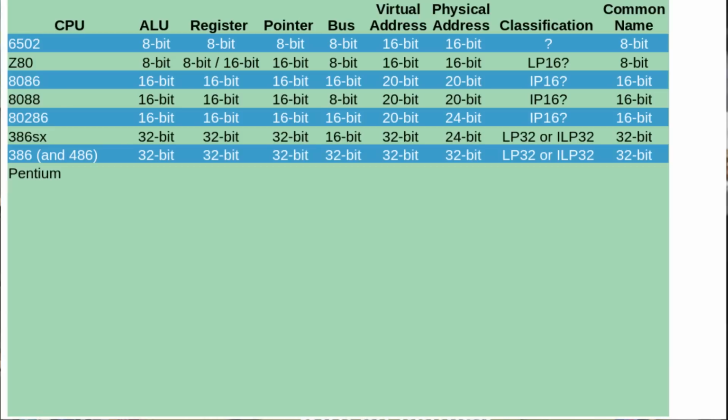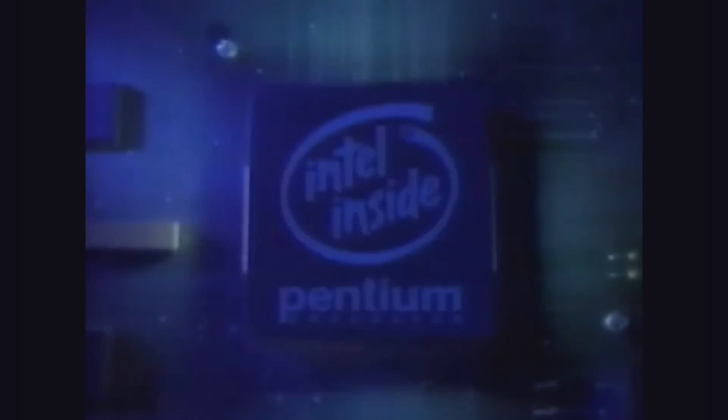For sure, 32-bit CPU. Now the Pentium also has a 32-bit ALU, 32-bit registers, 32-bit pointers, but it has a 64-bit bus, and its bus got wider specifically to be able to fill its L1 caches much more efficiently than on the 486 that came before it. That's the power of the Pentium processor.